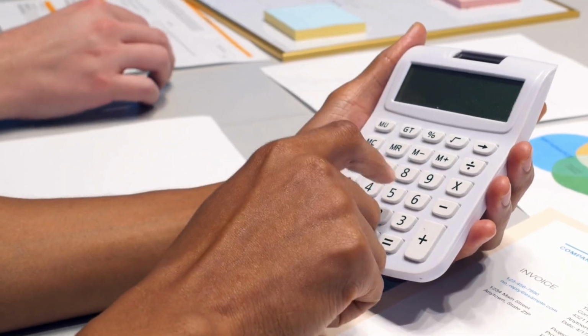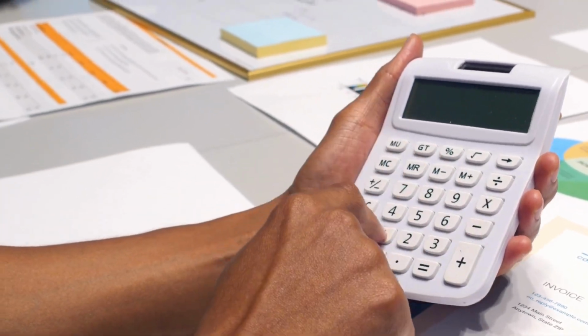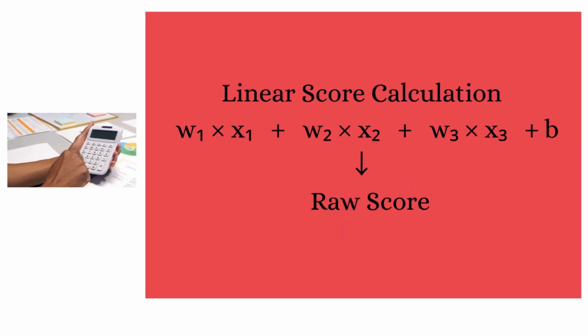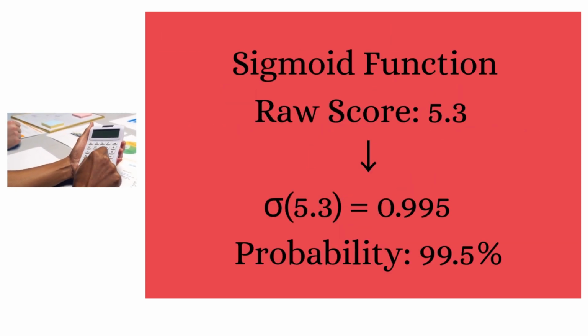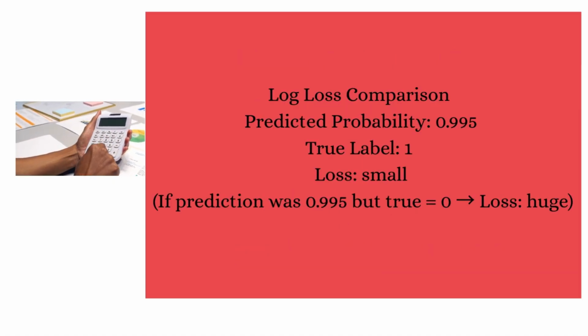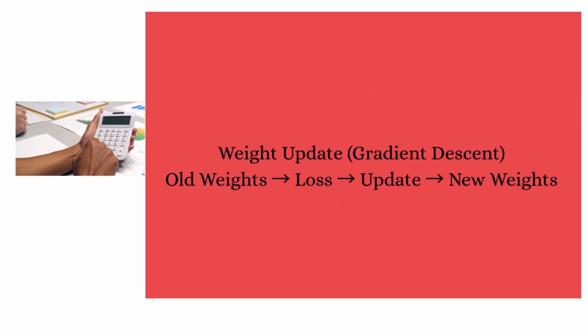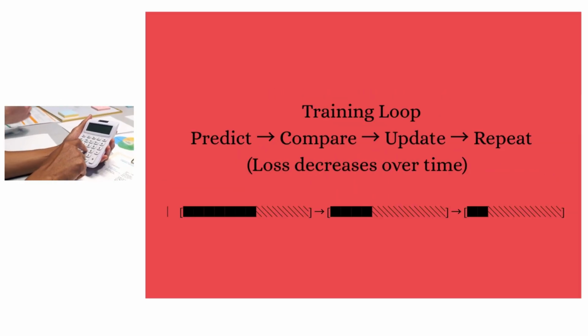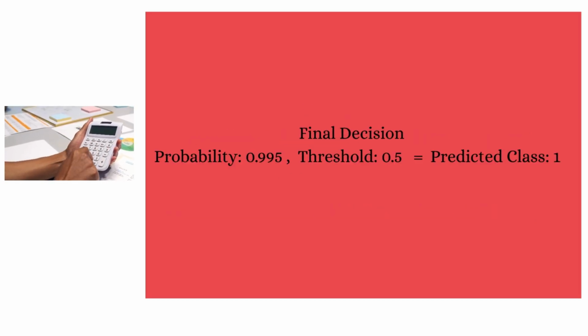To explain how logistic regression works in simple summary, here's the whole process. It takes the input features, multiplies them by weights, and adds them up to get a score. It passes the score through the sigmoid and gets a probability. It compares that probability to the true label using log loss, then adjusts the weights to reduce the loss. This repeats until the model learns the best weights. Then it uses a threshold like 0.5 to turn probability into a class. To explain simply, logistic regression learns weights that produce good probabilities, then uses those probabilities to make decisions.